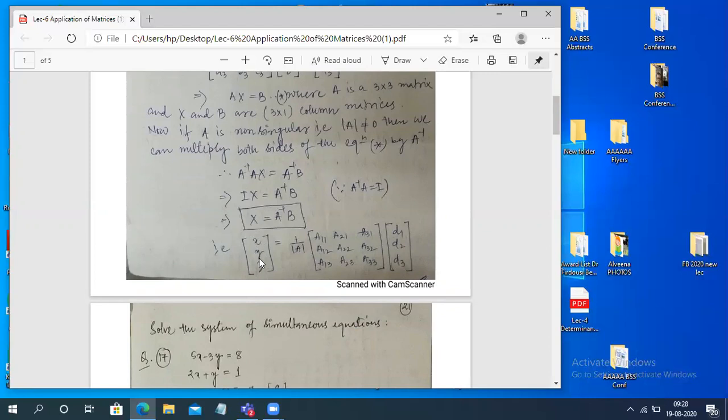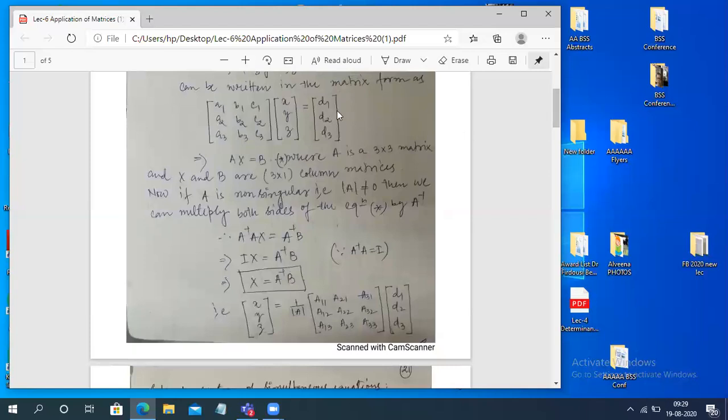So to get the values of x, y, z, what do we have to find? We have to find A inverse, and then in the second step you have to multiply A inverse with B, and B is the column matrix given in the equations, and that B is here in this case d1, d2, d3. So if we multiply A inverse with B, we will get the values of x, y, and z.